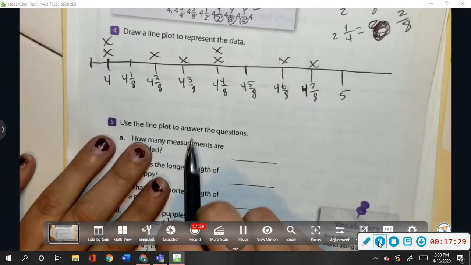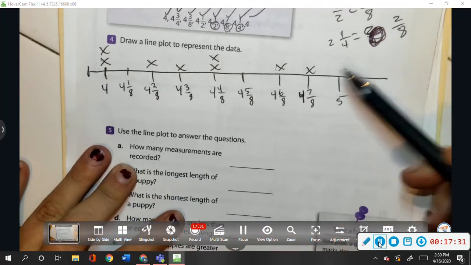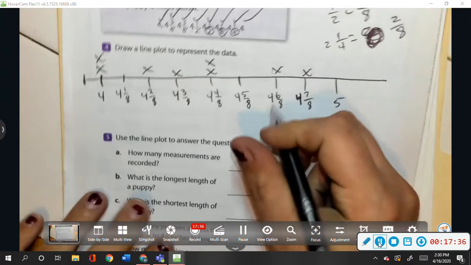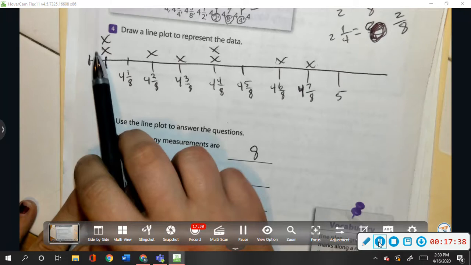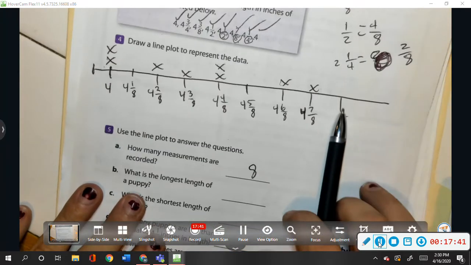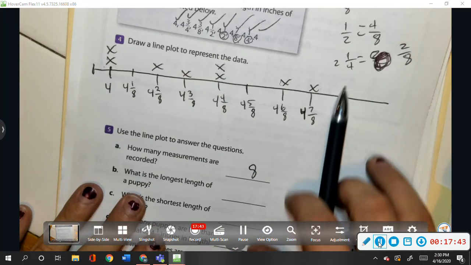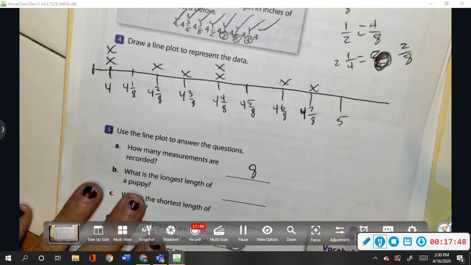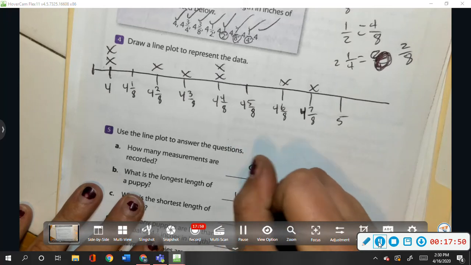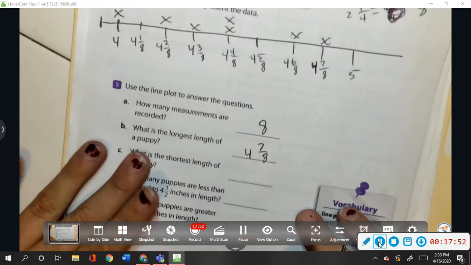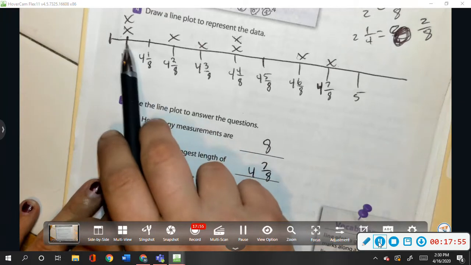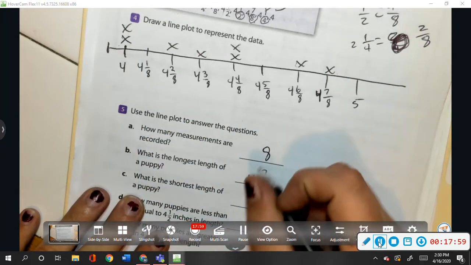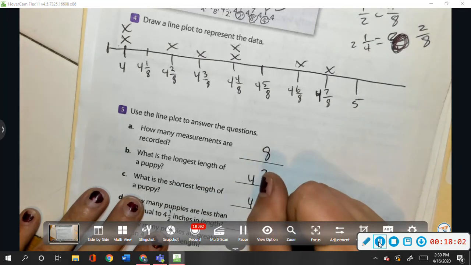So how many measurements are recorded? Well, we can count our tallies. 1, 2, 3, 4, 5, 6, 7, 8. What is the longest length of the puppy? Well, we're going to go all the way to the right of our line plot. We didn't have any values for 5, but we did have one puppy that came in at 4 and 7/8 inches. So that's going to be our longest puppy. What is the shortest puppy? Well, over here are your Chihuahuas. Those both were the same as 4 inches.